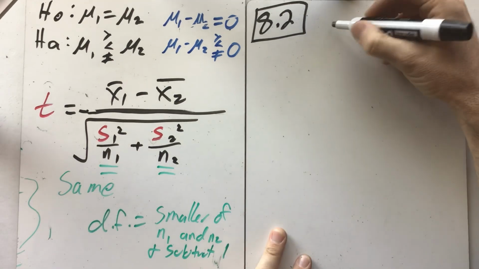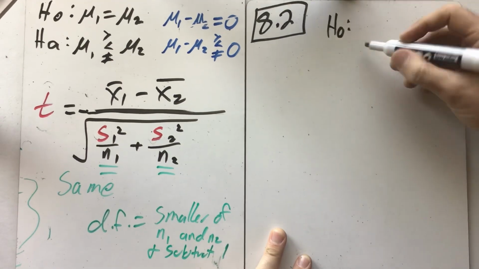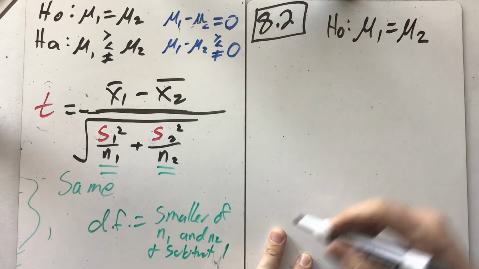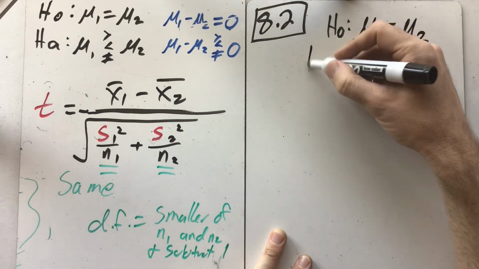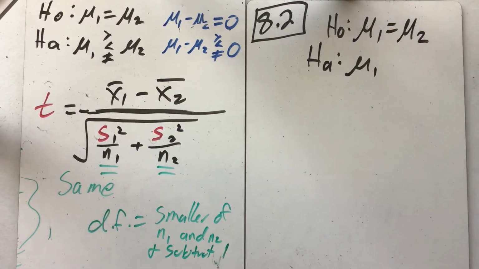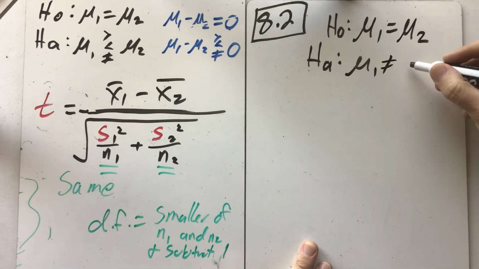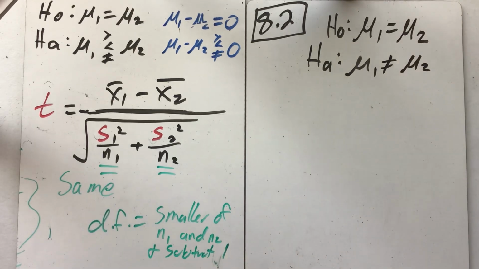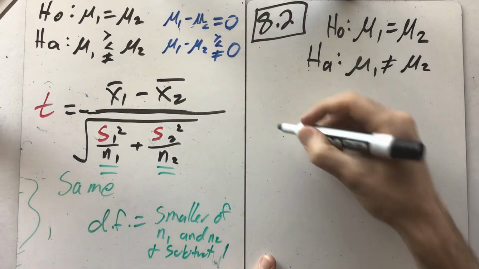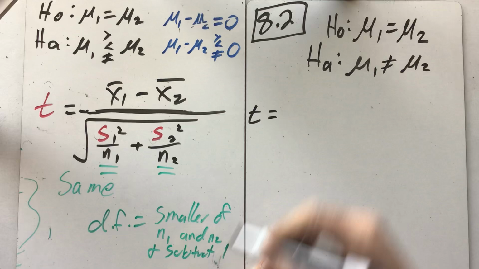So let's write these out. What's our null hypothesis? Our null hypothesis is always that they're equal to each other. And our alternative hypothesis, this time we want to test the hypothesis that the two classes are performing differently. And so differently just means that we have a not equal to sign in there somewhere. So they're either performing the same or they're not performing the same.